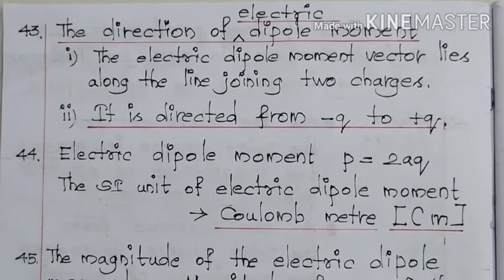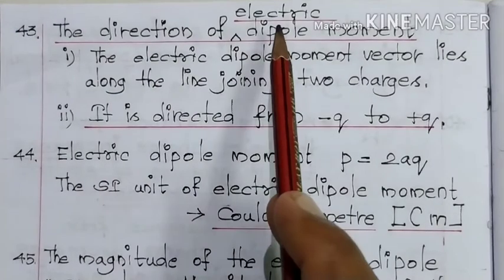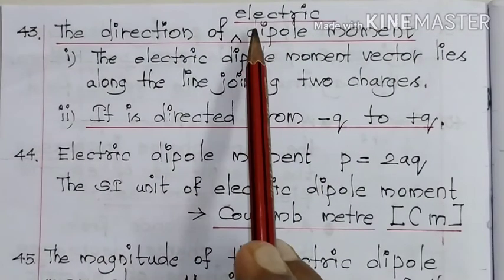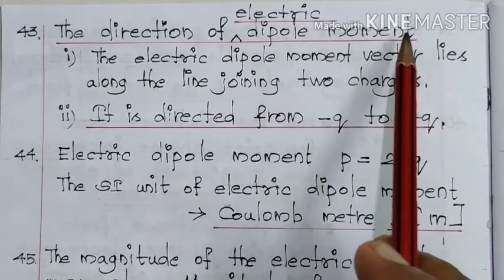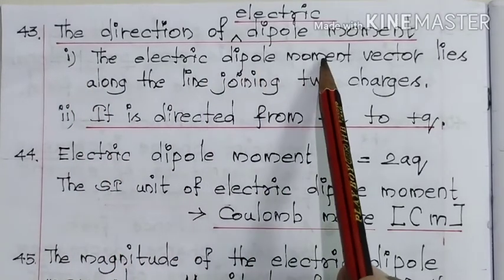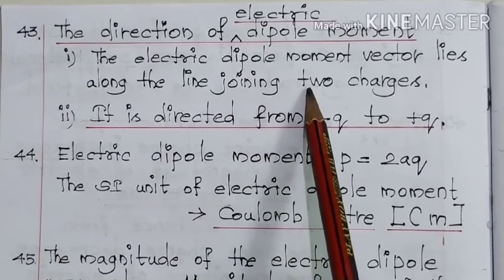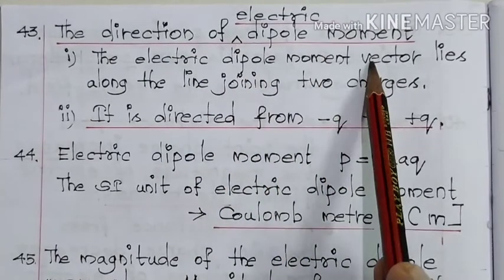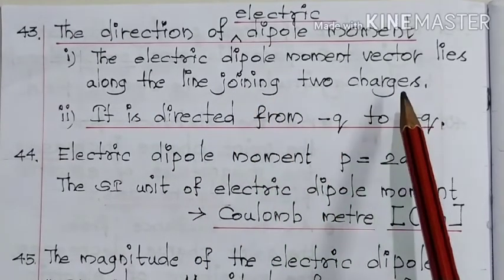Okay. Now next point. The direction of electric dipole moment. So an electric dipole has got a moment which is known as electric dipole moment. Number one, the electric dipole moment vector lies along the line joining two charges. So the electric dipole moment vector lies along the line which joins the two charges.